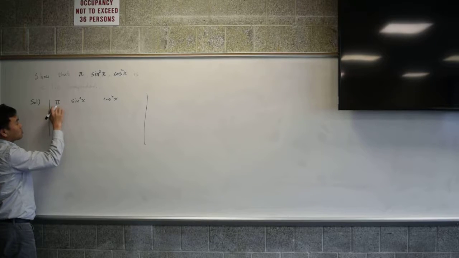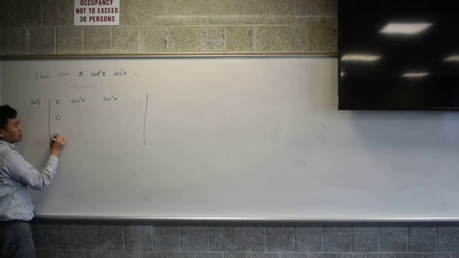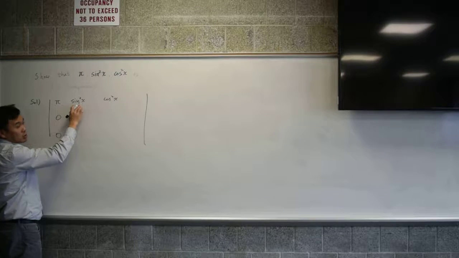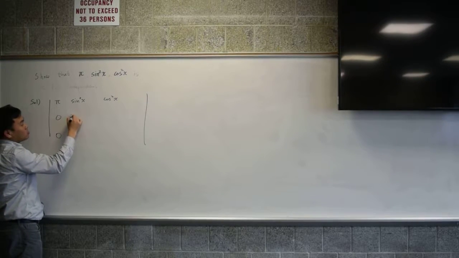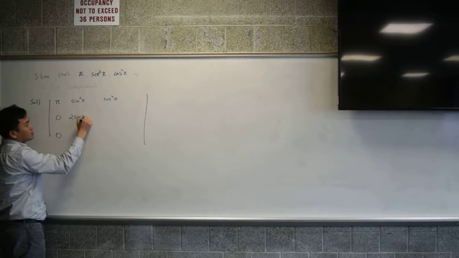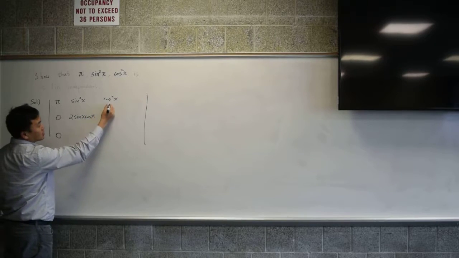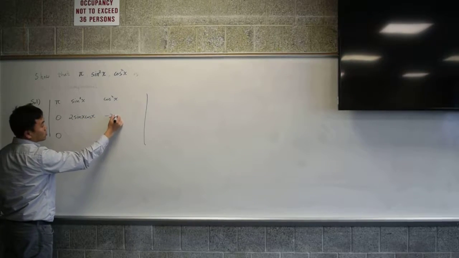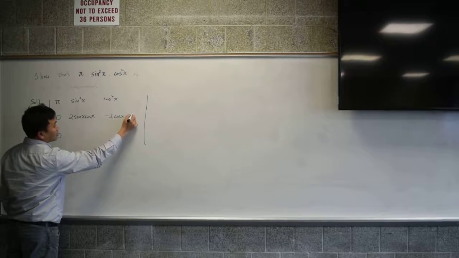You differentiate this once, you get 0. Differentiating again, you get 0. Differentiating sine squared of x gives you what? 2 sine x cosine x. Differentiating this gives you negative 2 cosine x sine x.